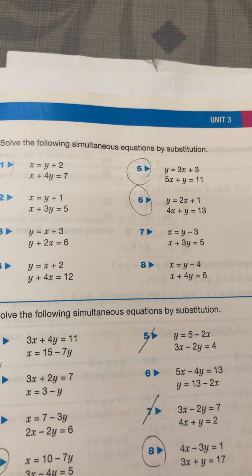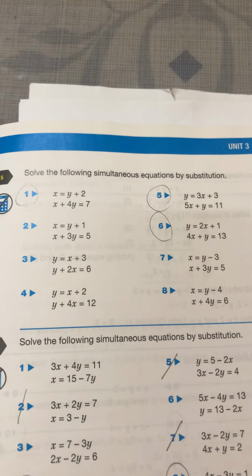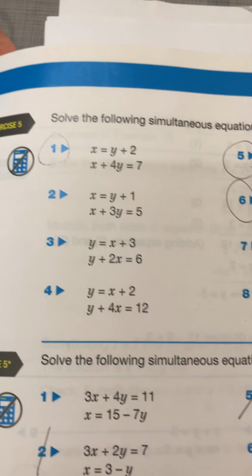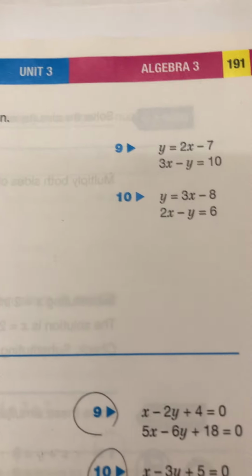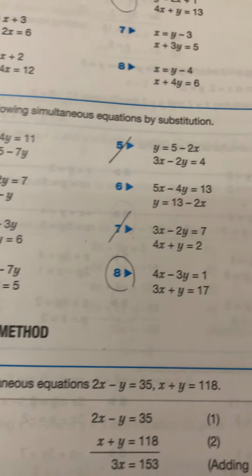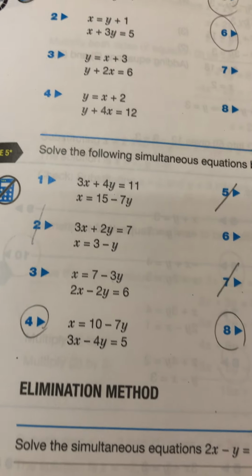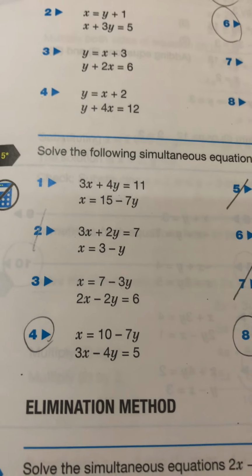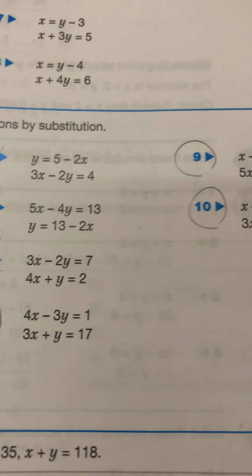Today, inshallah, I'll complete the substitution method to solve simultaneous equations. Okay, our lesson is on page 191. In the last period, I solved from exercise 5 numbers 1, 5, 6 only, and also numbers 4, 8, 9, 10 from exercise 5 star. Today, inshallah, I'll take from exercise 5 star to revise the substitution method. I'll take question number 2, question number 5, number 7.